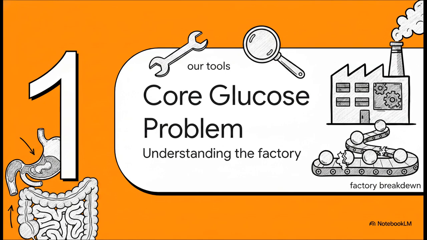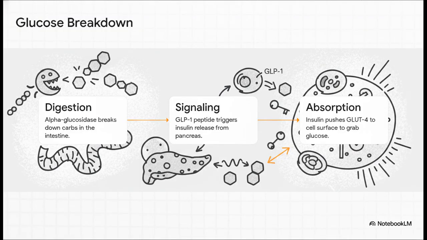So let's start with section 1, the core glucose problem. We really need to understand where this factory breakdown actually happens. Think of this as a beautiful physiological chain reaction. When you eat complex carbohydrates, they travel down to your intestine. Step 1, an enzyme called alpha-glucosidase breaks those complex carbs down into simple glucose. Step 2, as that simple glucose enters the intestinal lining, your body releases a short-acting peptide called GLP-1. This is essentially the messenger. It rushes straight to the beta cells in your pancreas, sounds the alarm, and triggers the release of insulin.